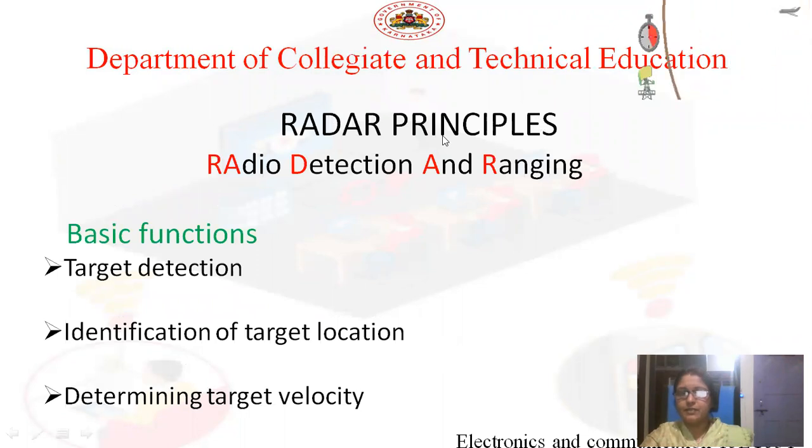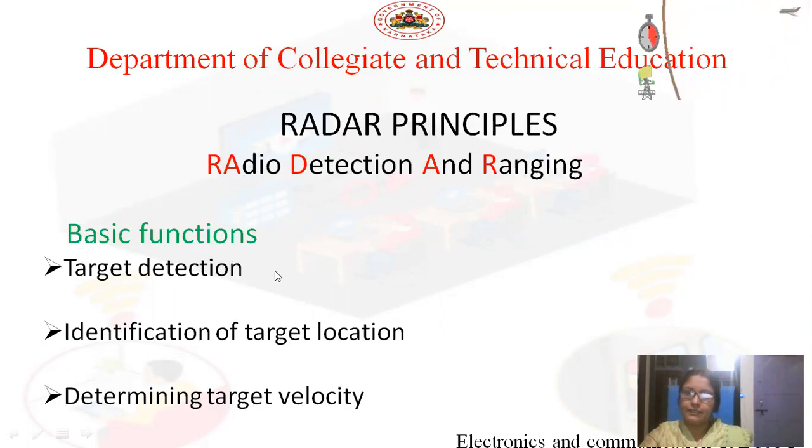Radar principles. What is radar? Radar means radio detection and ranging. This is forming the word RADAR. Therefore, radar is nothing but radio detection and ranging. The basic functions of the radar are target detection, identification of target location, and determining the target velocity.